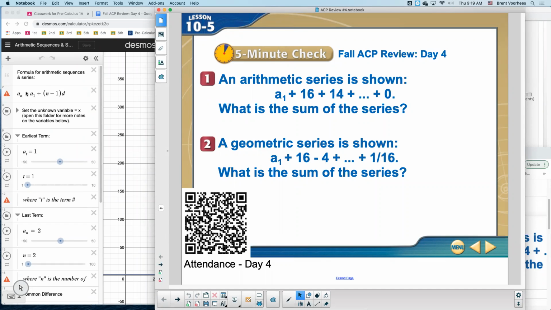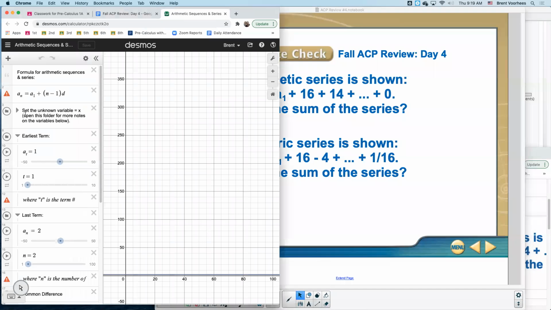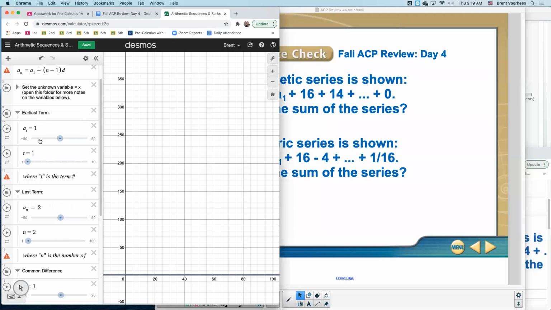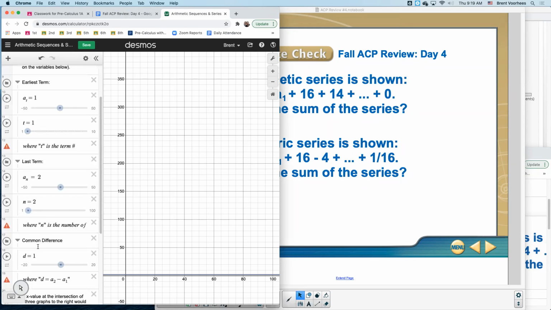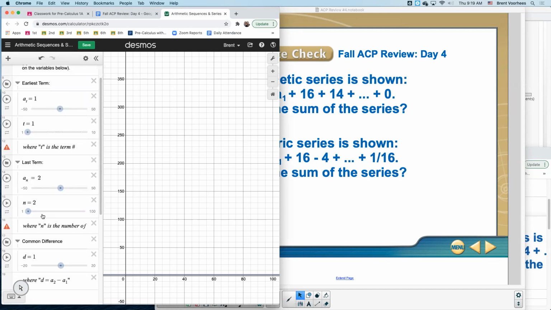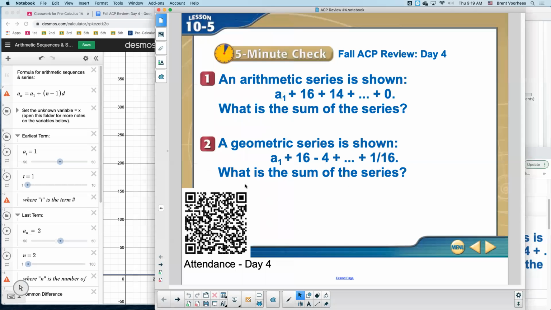Just like the last time, I do have this formula at the start, as well as this triangle that, if you click it, will tell you what everything is represented by. But I put it by folders. I have earliest term, and it tells you right here where T is the term number, the last term, where N is the number of terms, and the common difference with the formula. So I thought that would make it easier just to break them up. There's really 3 parts to any arithmetic problem. So when we go through, what you need to find is the earliest term, the last term, and then we'll find the common difference.